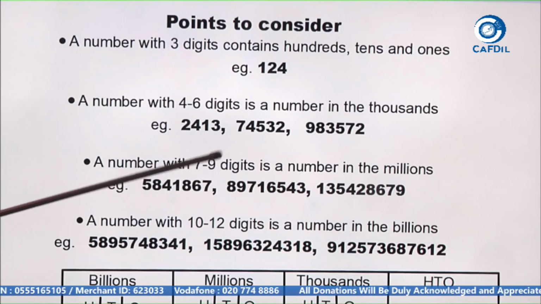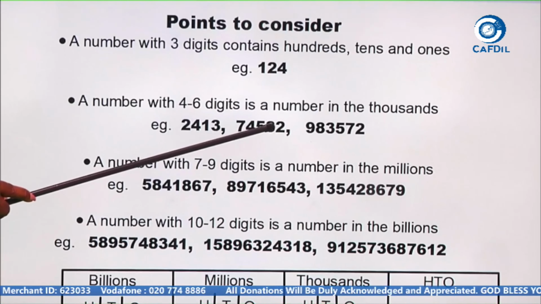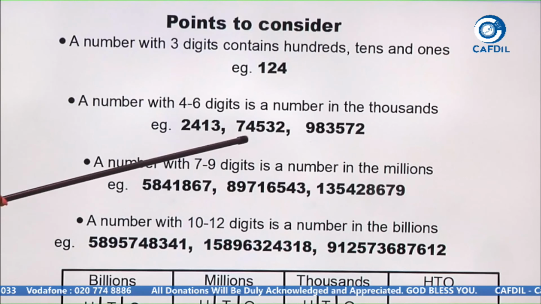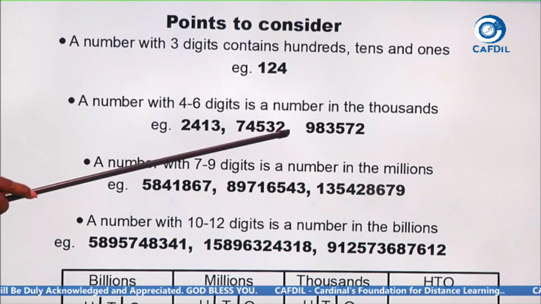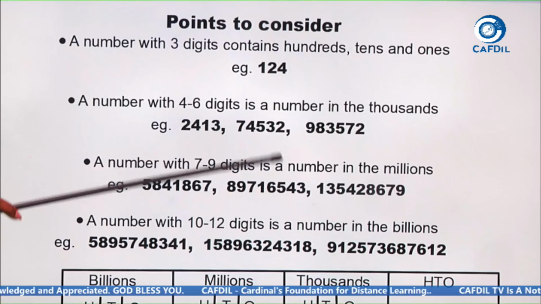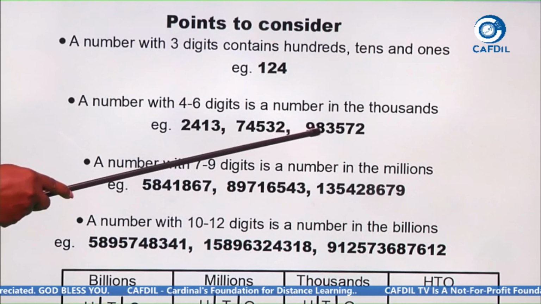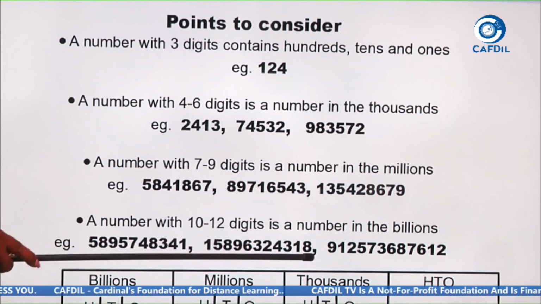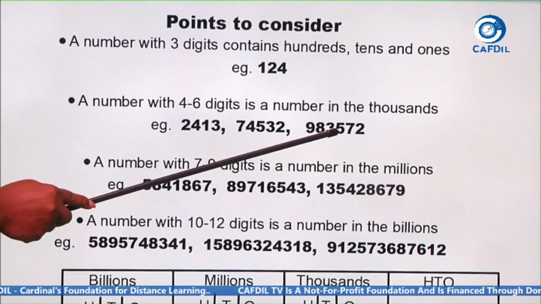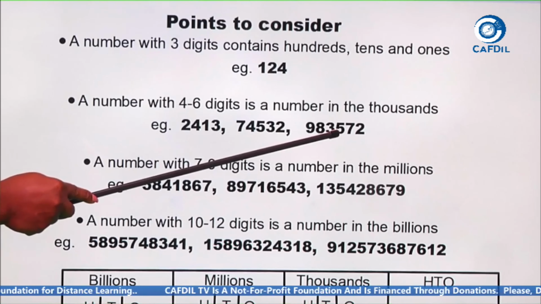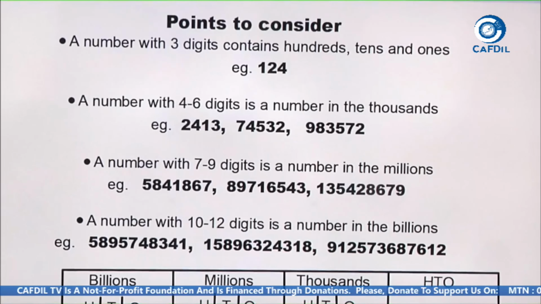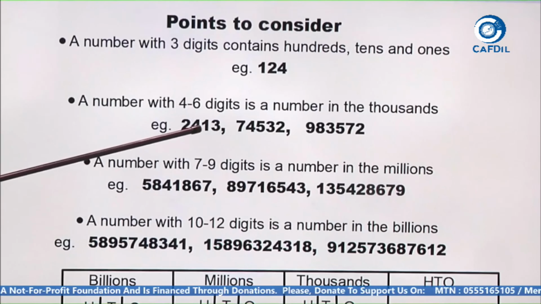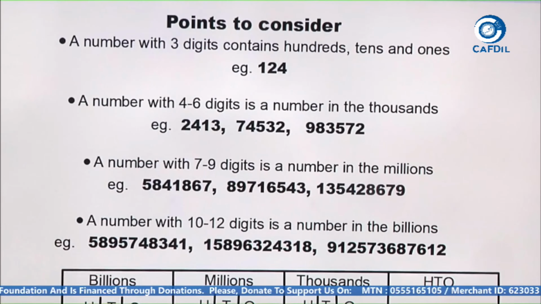The second number, how many digits? 1, 2, 3, 4, 5. 5 digits. If we are to place the comma, this number is 74,532. So this is in thousands. Let's check this as well. 1, 2, 3, 4, 5, 6. 1, 2, 3. So this number here reads 983,572. So you see, all these numbers here are in thousands.